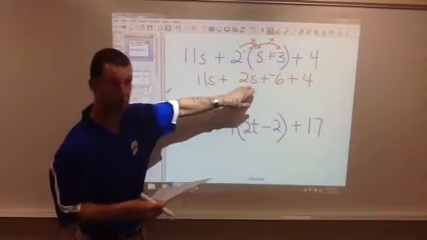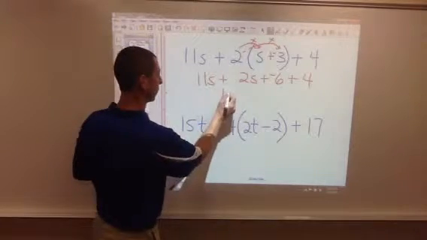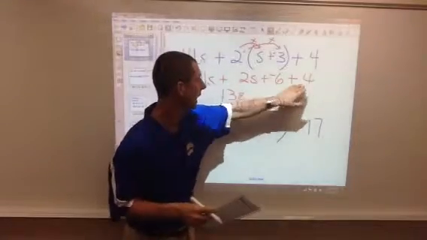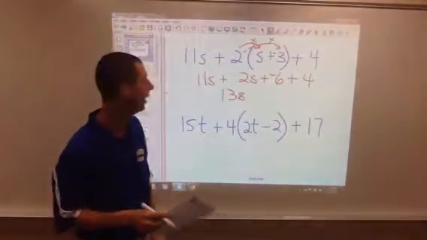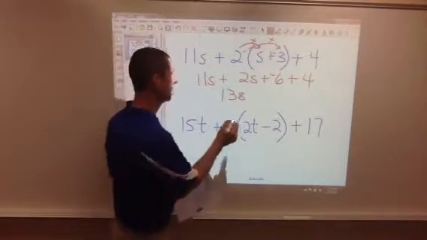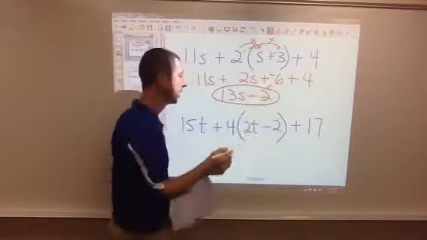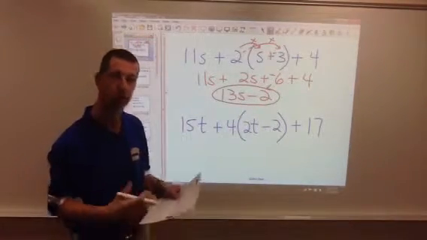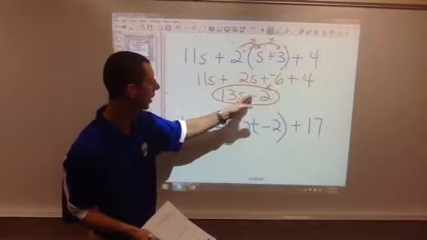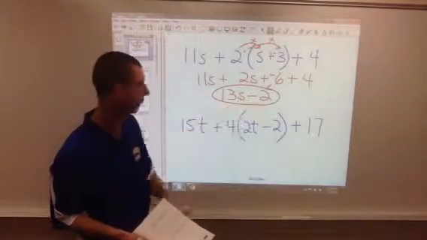Okay, and the s's can be put together. So an 11s and a 2s make 13s. Okay, and then we can also put together our constants here. -6 plus 4. Okay, that's -2. So we want to write that as -2. Okay, not plus -2, but -2. That's a more simplified way to write it. I would certainly give you credit if you wrote plus -2, but this is a better answer, -2.